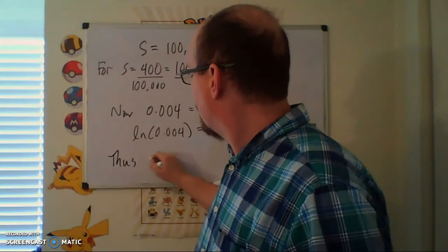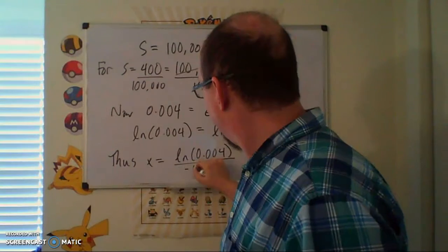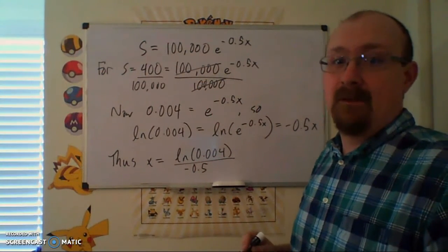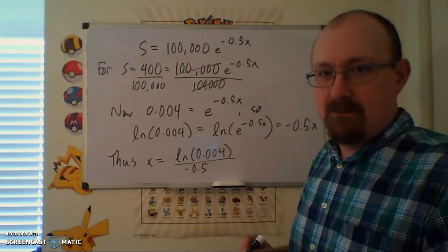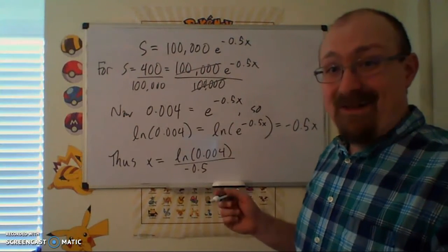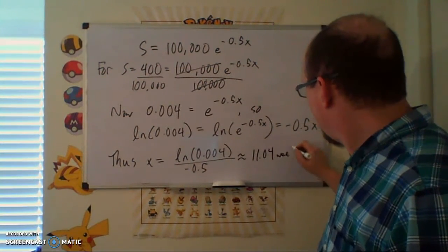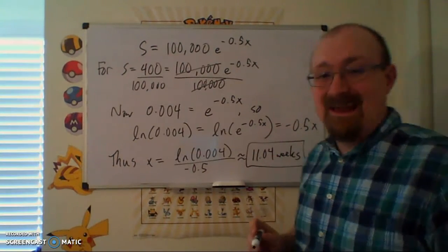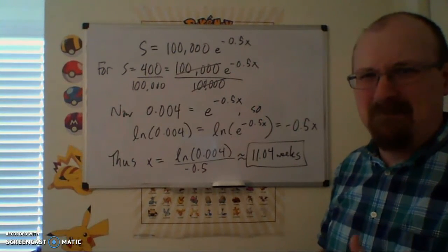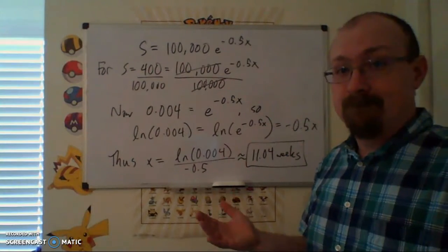So we divide the natural log of 0.004. Sorry, I was trying to do some of the calculations in my head. That's dangerous. Divide that thing by negative 0.5. I got approximately 11.04 weeks. So 11 weeks come to a close and a little bit more. So I guess we go a bit into the beginning of the 12th week before sales have tailed off. So that's one problem. Done.